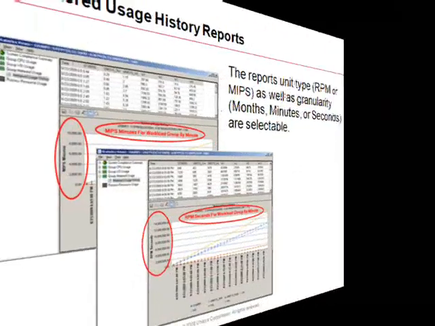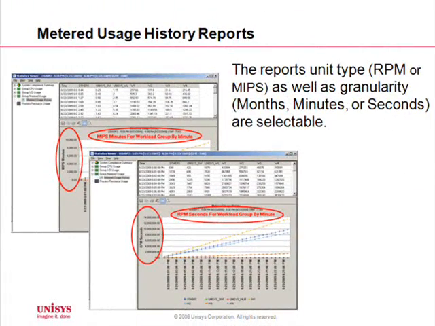The corresponding filter dialog provides a selection of presentation units in any of the 6 following display units: MIPS, seconds, minutes, months; RPM, seconds, minutes, and months, as well as the display interval of minutes, hours, days, weeks, or months.